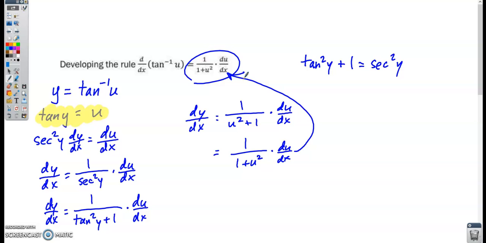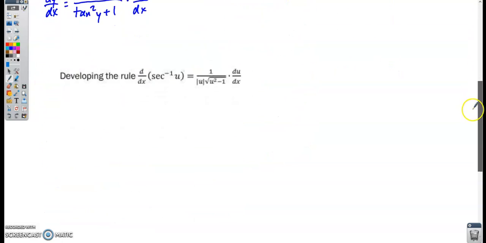Okay, looking at my time here, I don't have enough time on this video to do the rule for arc secant, but that's where we're going to go next. In our next video, we're going to develop the rule for the arc secant, and then we'll go ahead and do some example problems using these derivative rules in context.